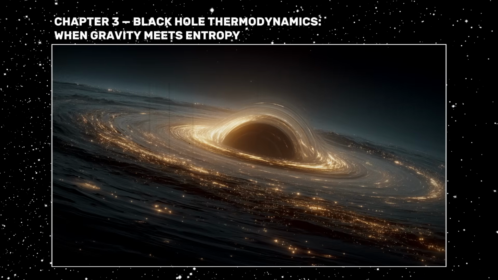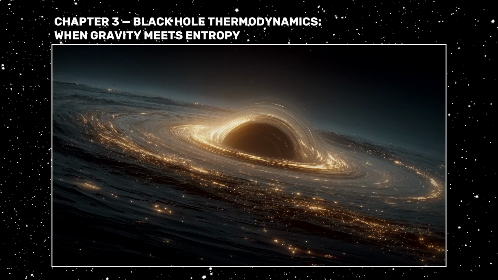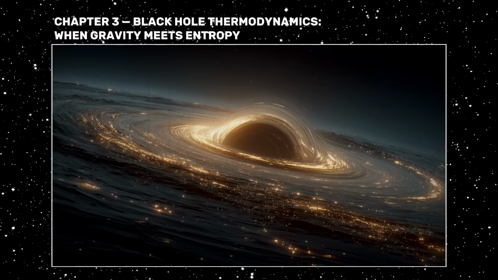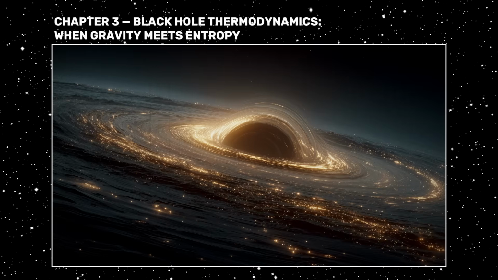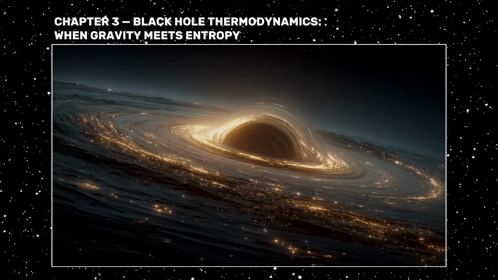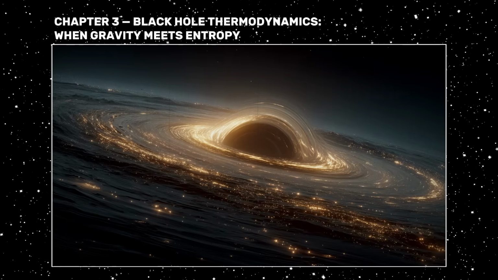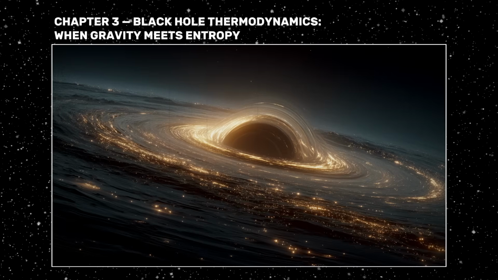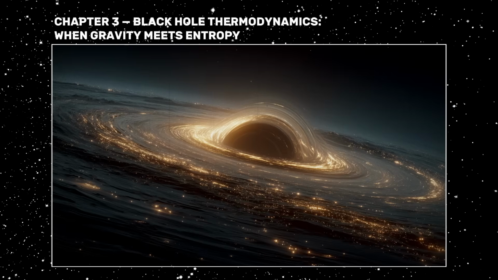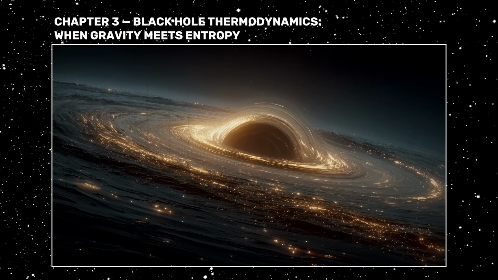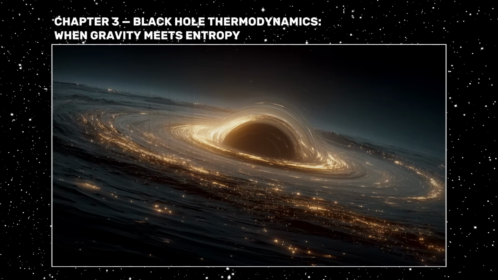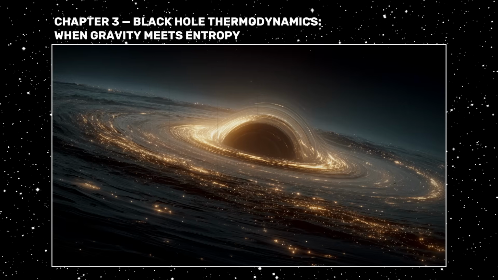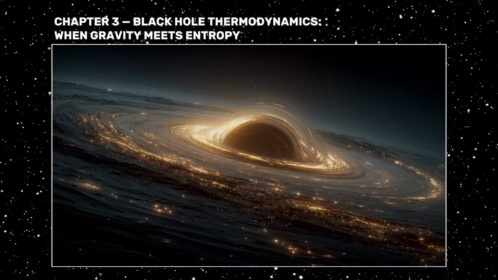According to the no-hair theorems developed in the 1960s, a black hole is completely characterized by only three parameters: its mass, its electric charge, and its angular momentum. All other information about the matter that collapsed to form it is hidden behind the event horizon. A black hole seems to erase details and reduce complexity. It was precisely this simplicity that led physicists to wonder if black holes might obey thermodynamic laws.